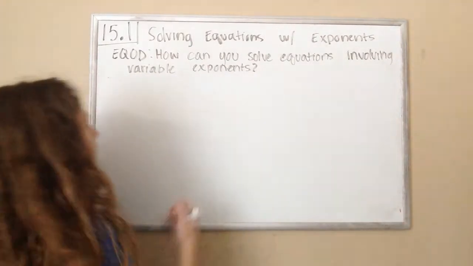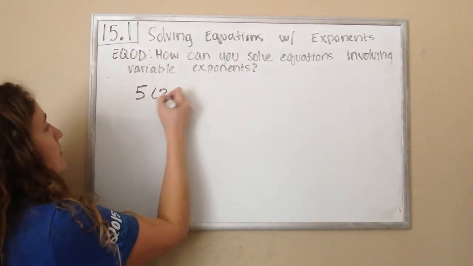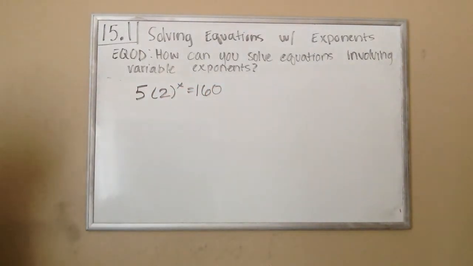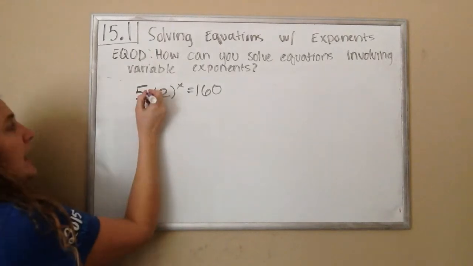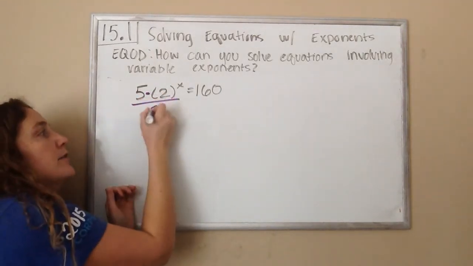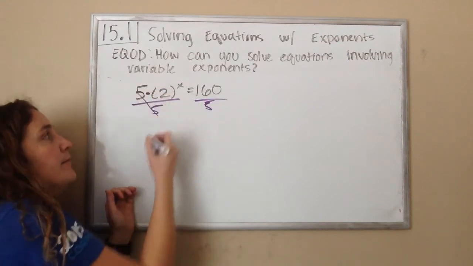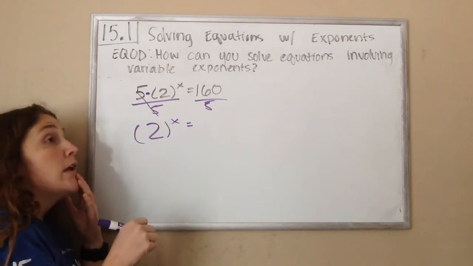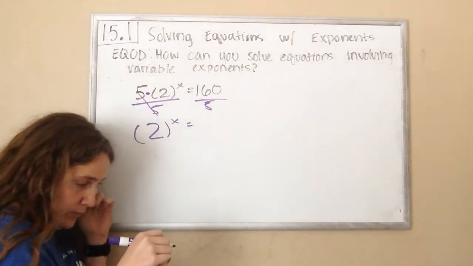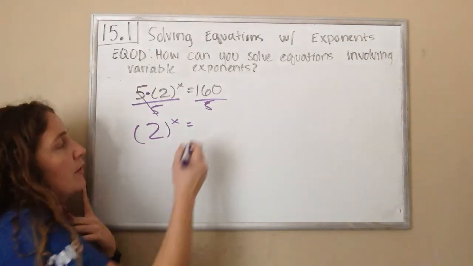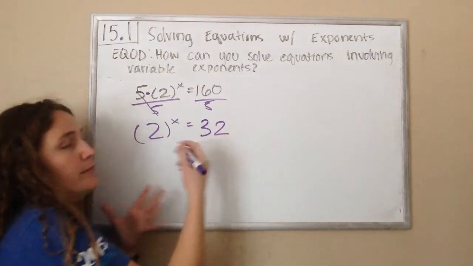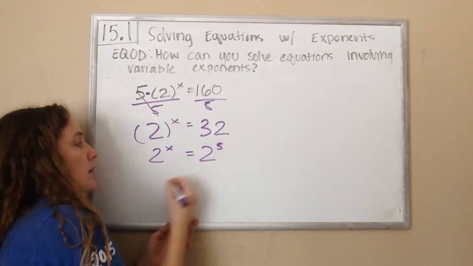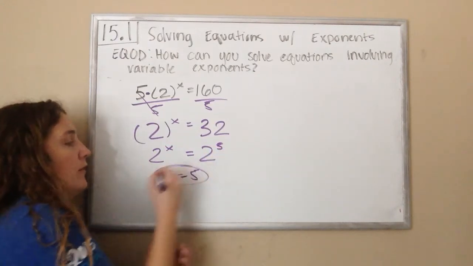Alright, so 5 times 2 to the x equals 160. In order to solve this, that first 5 is just 5 times 2 to the x, so we can always use inverse operations and divide it. So we get 2 to the x equals 32. And we actually just solved basically this exact equation. So x equals 5.